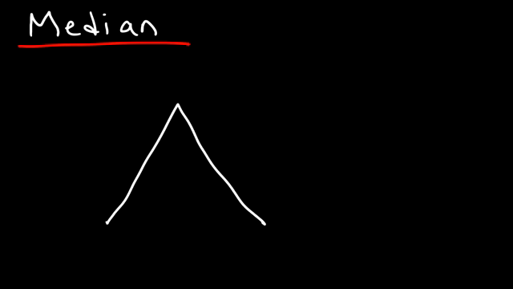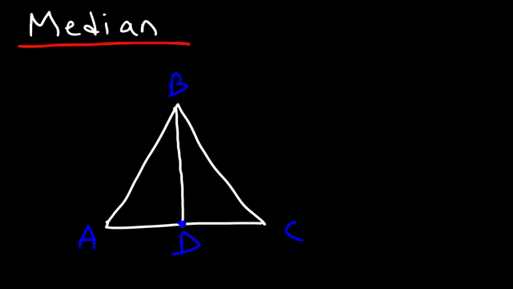Now let's talk about medians. What is a median? To understand this concept, let's begin by drawing a triangle. Let's call this triangle ABC. And we're going to draw a line segment from B to some point which we'll call D. Now in this example, segment BD is a median.